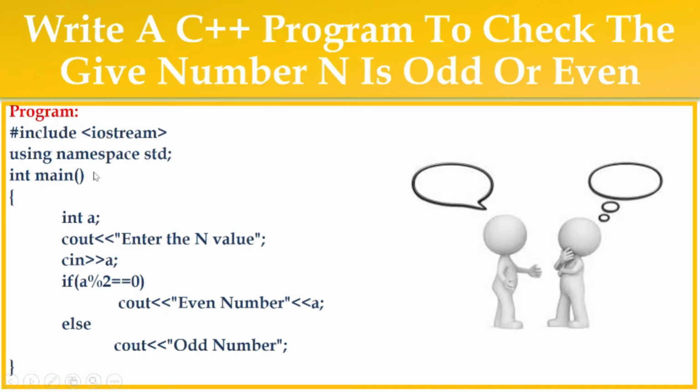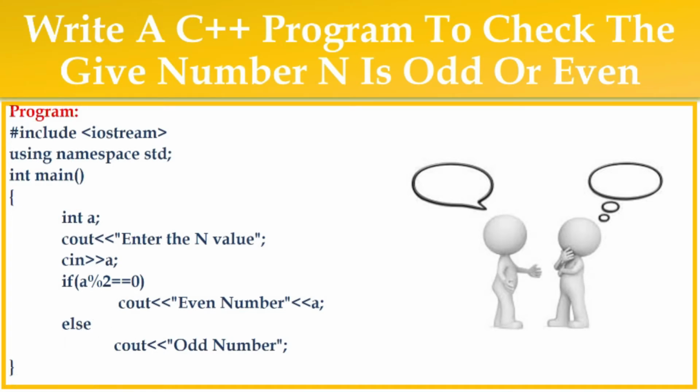In the program, I declare a variable called a of integer data type. I'm going to print the message "enter the n value" to the user using the cout statement. The user will provide a value, and I'm going to store that value in a using the cin statement. Next, I'm going for a condition: if a mod 2 double equal to 0, I'm going to check whether the remainder of the number mod 2 is equal to 0 or not. If the condition is true, the number is an even number. If the condition is false, else it's an odd number.